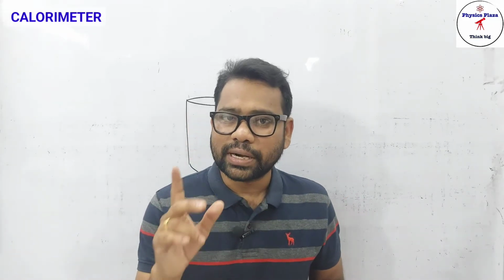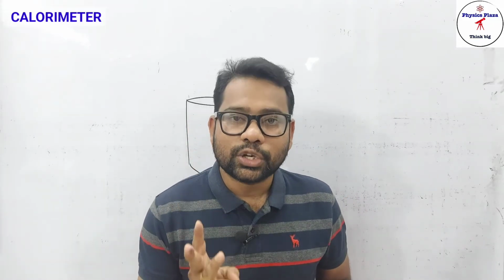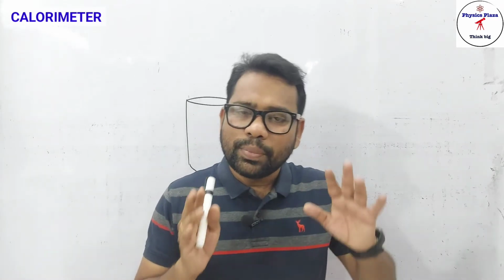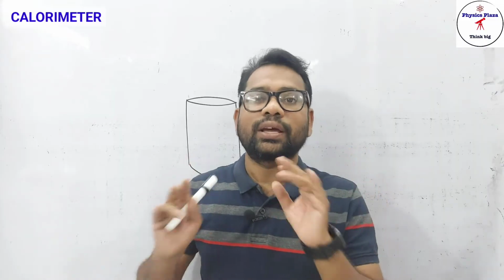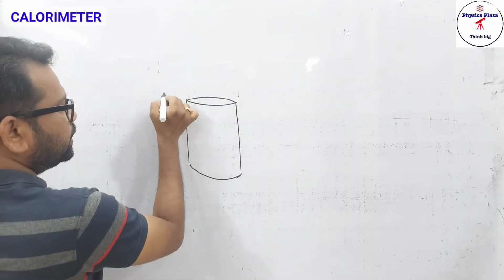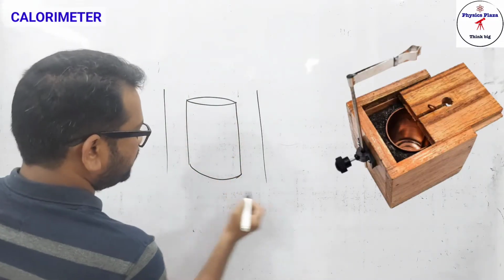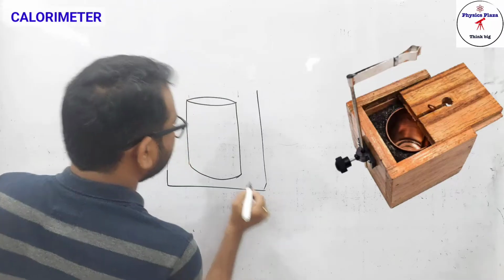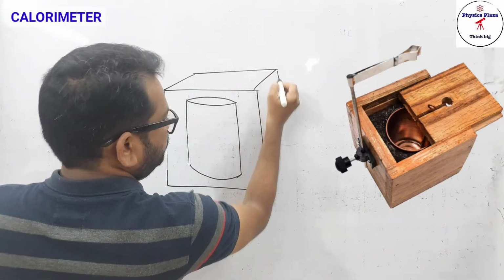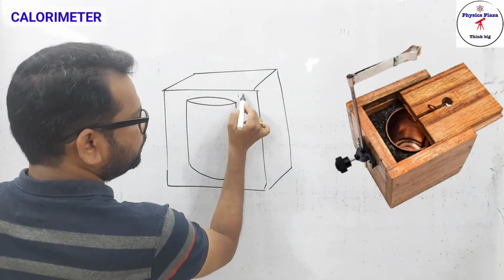So what are those three modes, children? Here are the three modes of transfer of heat: conduction, convection, and radiation. So how to minimize the heat loss due to conduction, children? To minimize the heat loss due to conduction, the calorimeter is placed in what, children? A wooden box. Very important. It is placed in a wooden box, and these gaps will be there.